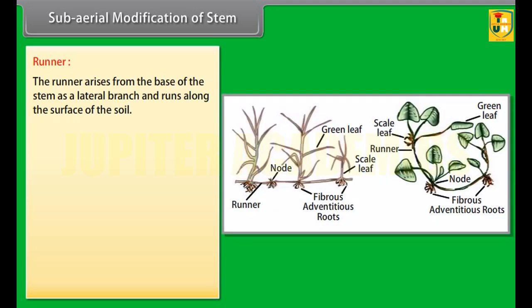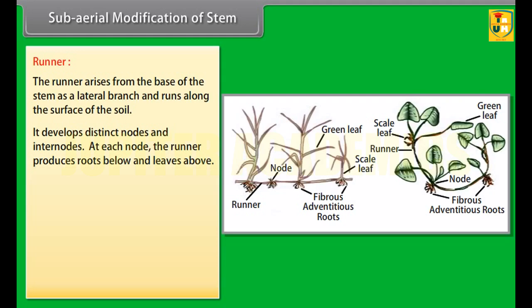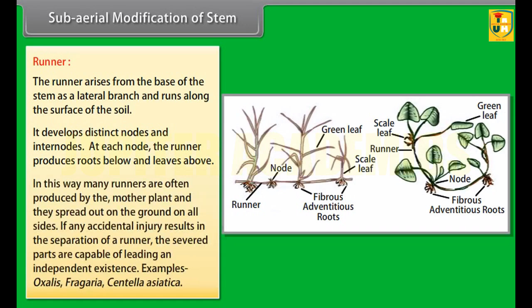Runner. The runner rises from the base of the stem as a lateral branch and runs along the surface of the soil. It develops distinct nodes and internodes. At each node, the runner produces roots below and leaves above. In this way, many runners are often produced by the mother plant, and they spread out on the ground on all sides.